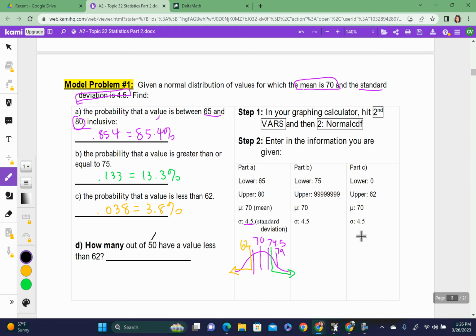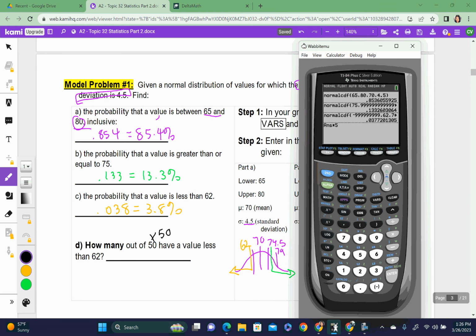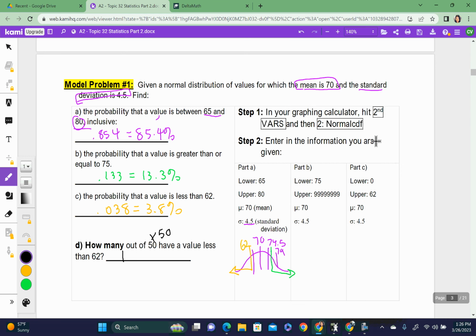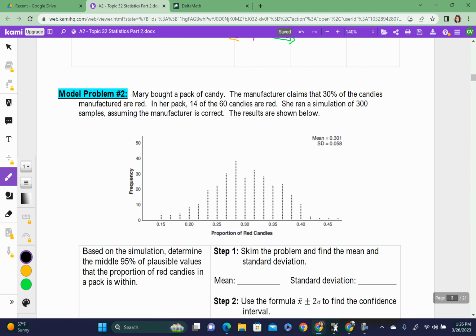Let's go ahead and change this. So I'm going to multiply by 50, which is the total. So now I'm going to go over here and multiply it by 50. So whenever it asks me for how many, I take the percent multiplied by the total. And it says that's about 1.89. So about 1.89 have a value less than 62. Okay, that's model problem 1.